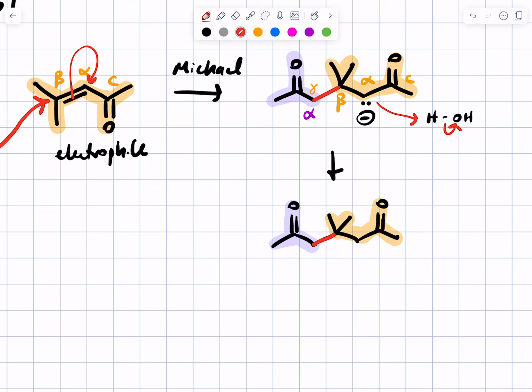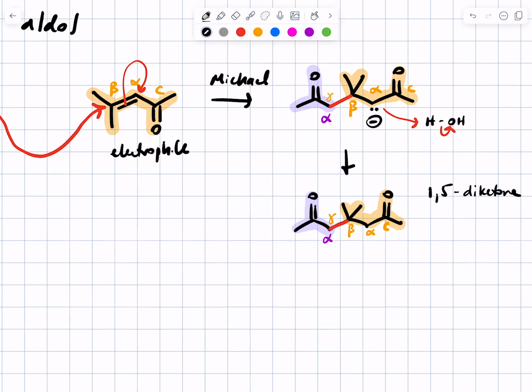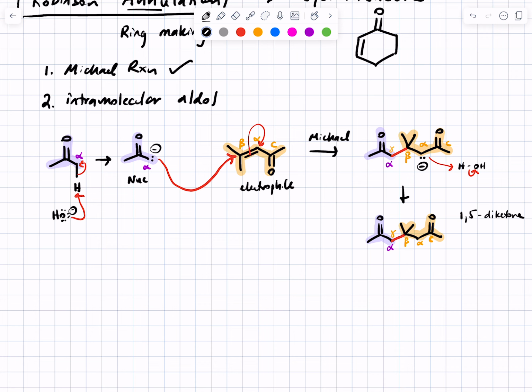Now I'm going to continue highlighting in purple and orange. Maybe we'll use red for the new bond that we made. And you can see that the orange gamma carbon is the same as the purple alpha carbon. And our product is definitely a Michael product because it is a 1,5 diketone. Okay, so that's the Michael reaction. Questions about how we got there?